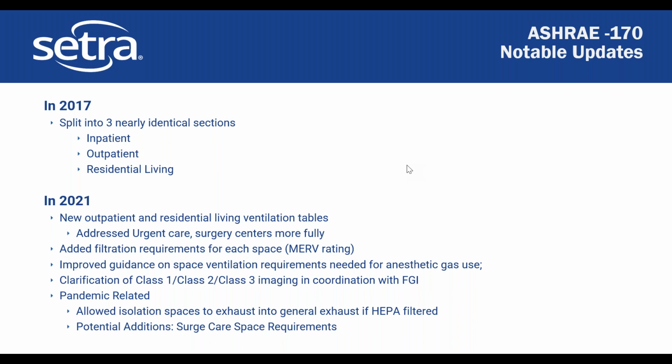The residential living section had a couple of differences. But for the most part, they actually admitted that they made this change so that in the future they could make them different. Well, in 2021, that actually was implemented. So they put in new outpatient and residential living ventilation tables, which provide very detailed requirements for those spaces that are different from inpatient. What was great here was they addressed urgent care and surgery centers more fully.